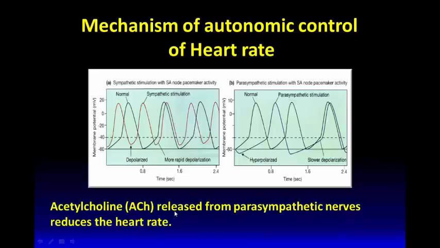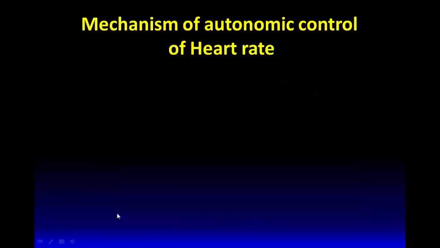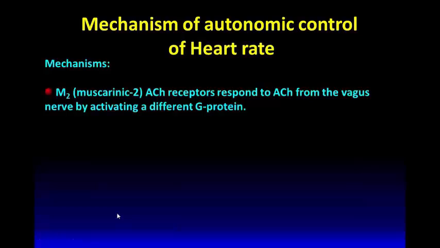So acetylcholine released from the parasympathetic nerve terminals binds to the muscarinic M2 receptors in the sinoatrial nodal cells, and this slows down the heart. The mechanism: the acetylcholine binds to the muscarinic M2 receptors and activates a different G protein which is inhibitory, which is different to the excitatory G protein, which is stimulated by the catecholamines.